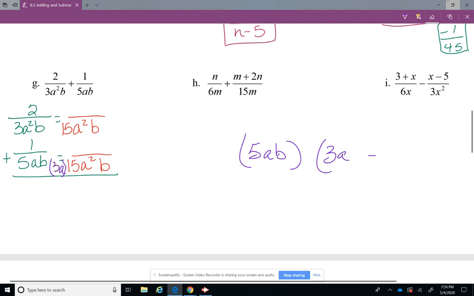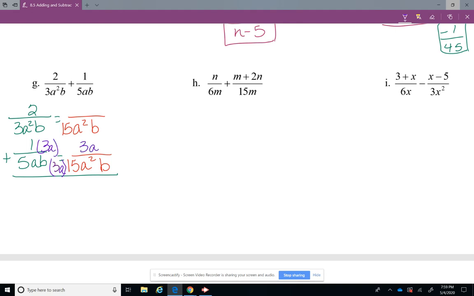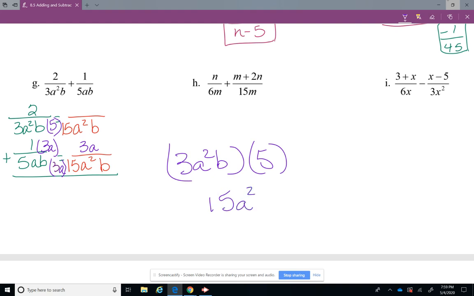Okay, so you multiply the denominator by that. Now you're going to multiply the numerator by that. So you're going to get 3a. All right, now 3 times what is 15? That'll be 5. There's an a squared on the right there. There's an a squared on the left. There's a b on the right. There's a b on the left. So you don't have to multiply by anything else except that 5. Because if you take 3a squared b and you multiply it by 5, you'll get 15a squared b, and that's what our common denominator is.